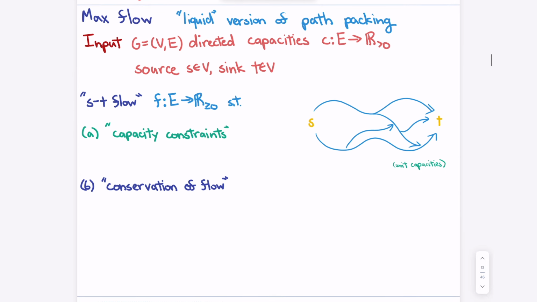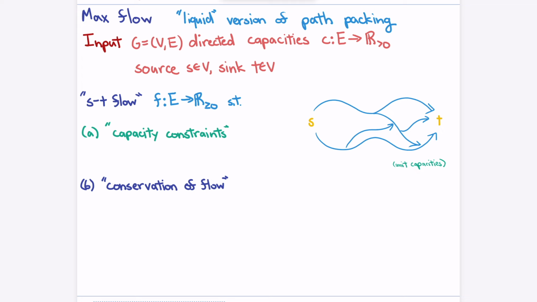Okay, so slight tangent for a moment. I'll bring it back to path packing. So we're going to discuss this problem called max flow. Maybe you've heard of it. But it's a lot like what you did. Imagine you're trying to send water from S to T. It's like a liquid fractional version of path packing, and we'll make the connection more formal in a moment.